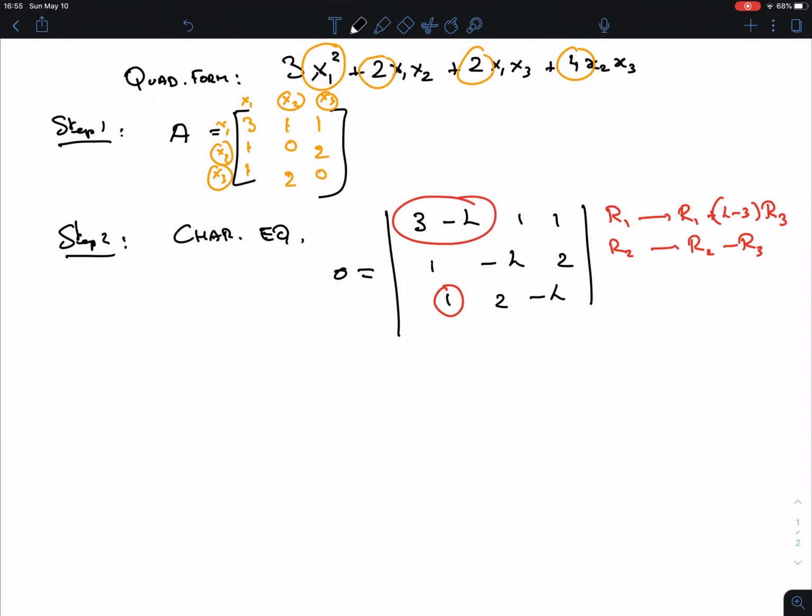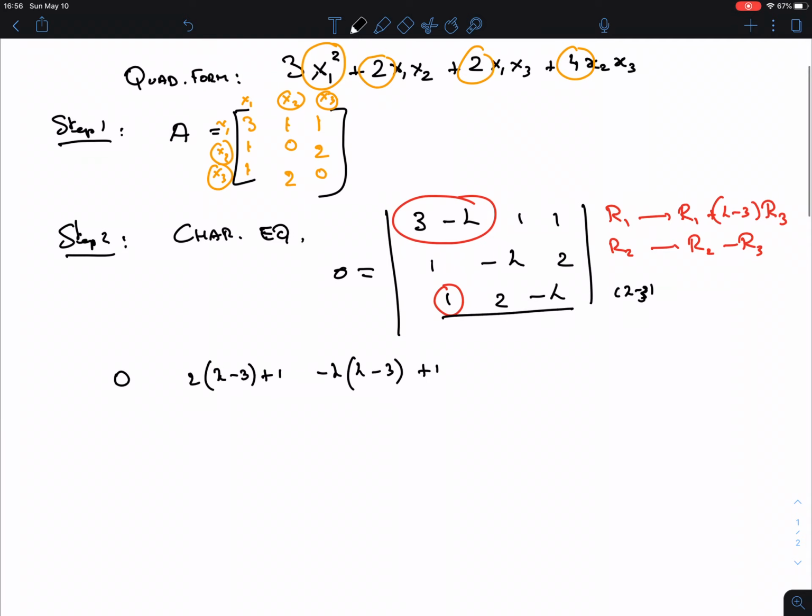We have to multiply this with lambda minus 3 and then add it up to the top, so that's a 0 there. Then I get 2 times lambda minus 3 plus 1, and I get minus lambda minus 3 plus 1. I multiply each of these elements with lambda minus 3. That's a 3 here, and add it to the first row. In the second row I get a 0 here. We can now multiply this with negative 1 and add up. So we get negative 2, negative lambda. And here we get 2 plus lambda.